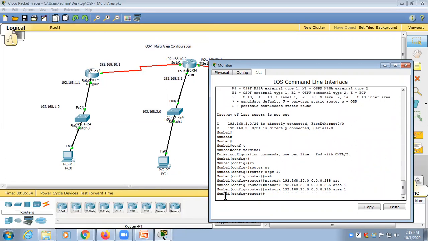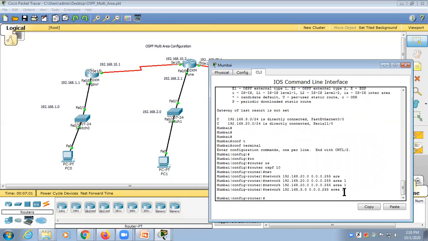Okay, then my last network is what? 3.0. I put it into area 1.